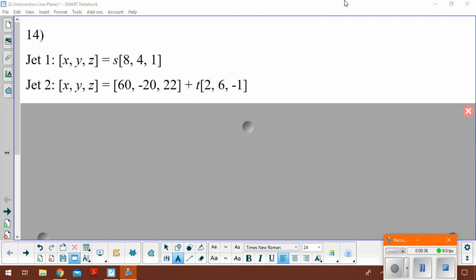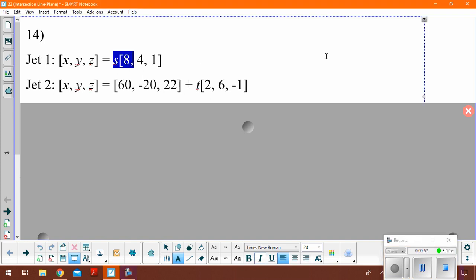So here's number 14. It gives us the equation of the path of two jets. The first jet is just s(8, 4, 1). The fact there's no point there would suggest it comes from the origin, the point (0, 0, 0), which I wouldn't really need to write down because it wouldn't affect anything. But just for reference, I'm going to toss that in there. That's why there's no point listed. It's (0, 0, 0) plus s(8, 4, 1). And there's a second jet.